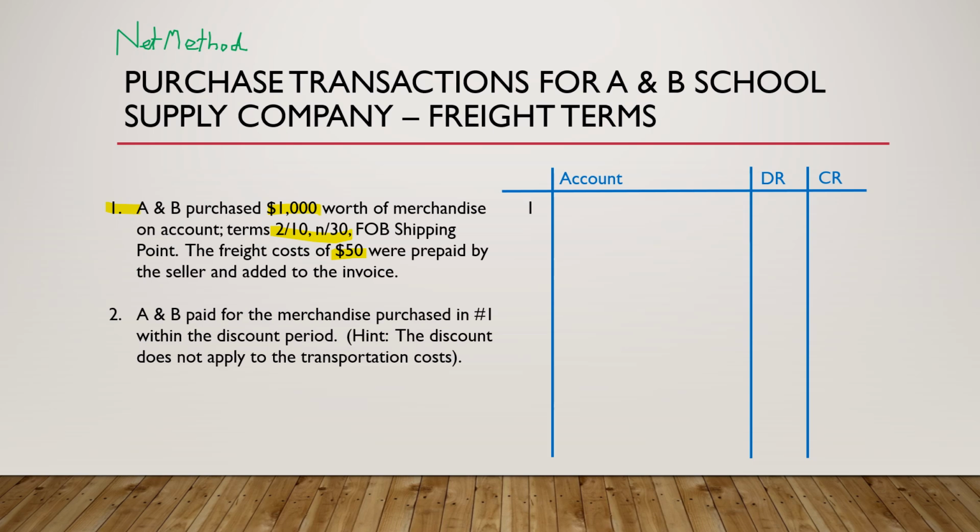For the inventory purchase, debit merchandise inventory and credit accounts payable. We have an early payment discount, so put the amount on the books at 98% of the gross price.